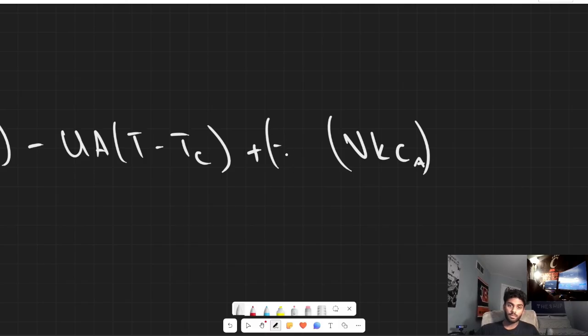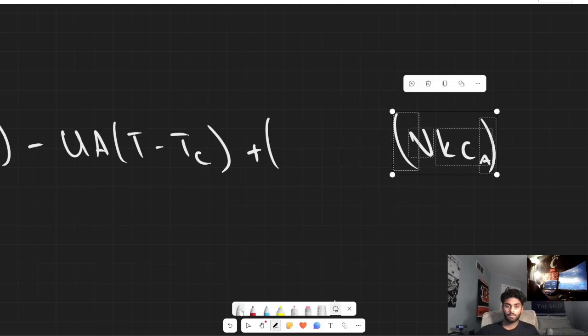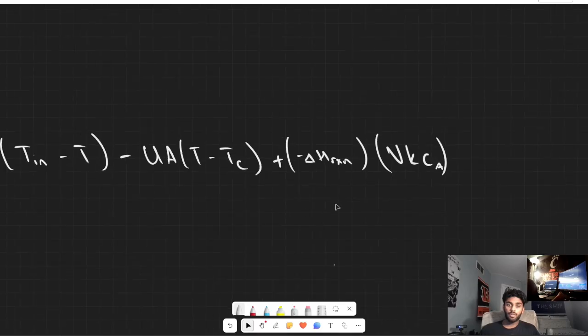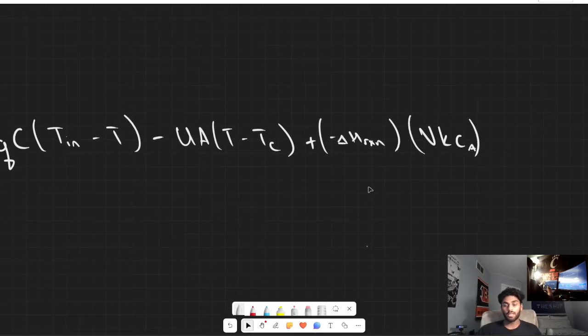So minus delta H. I need more room here. Hold on. There we go. Minus delta H of reaction, which if you remember, this is an exothermic reaction, and since it's an exothermic reaction, it's going to be a negative value because it is giving off its heat to the surroundings. And putting this little negative sign here helps us keep this value positive and make it a contribution to our overall energy balance equation.